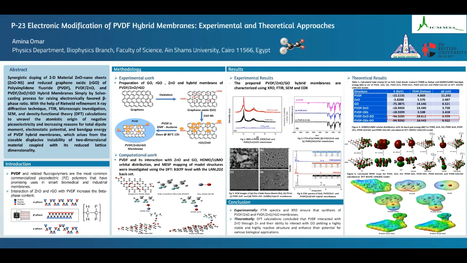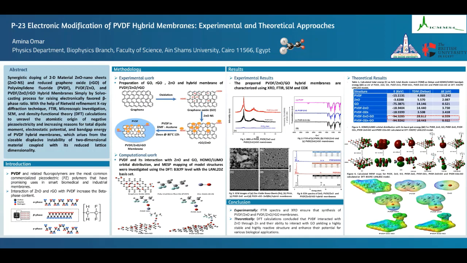Interaction of zinc oxide and reduced graphene oxide with this polymer increases its beta phase. Our work includes experimental and computational parts. The experimental work focused on the preparation of graphene oxide, reduced graphene oxide, and zinc oxide, and forming a hybrid membrane of PVDF with zinc oxide and reduced graphene oxide. The computational work used calculations of optimization and mapping of electrostatic potential for the interaction between zinc oxide and graphene oxide.